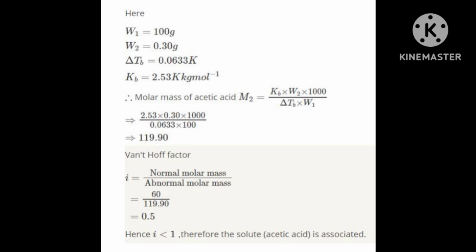It is in the range of dilute solution only. In that way, delta Tb is directly proportional to m. You can equate it, and then some constant you have to multiply. Then delta Tb is equal to Kb into m, where Kb is the proportionality constant.